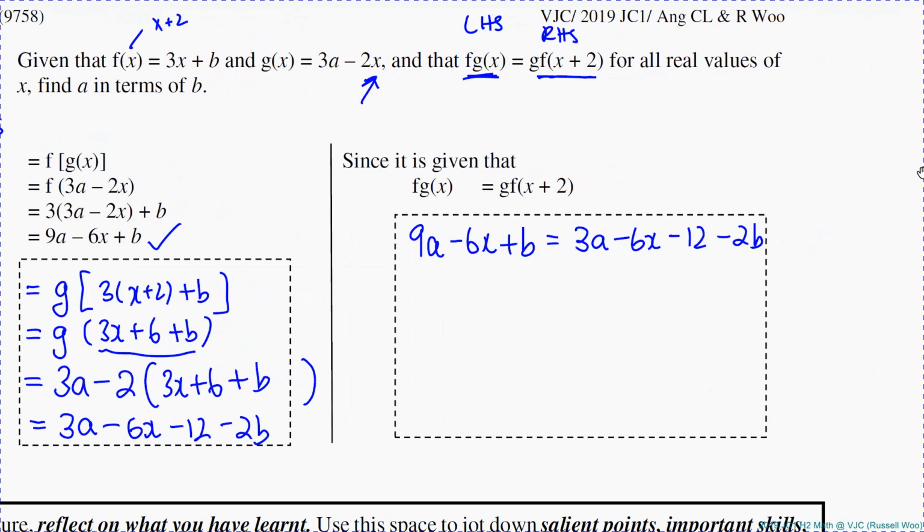All you need to do is the 6x and 6x go. Then you get 6a, because the 3a and the 9a become 6a, equals to, then you bring the b across, you get minus 12 minus 3b. Therefore, a is equal to minus 2 minus half b.